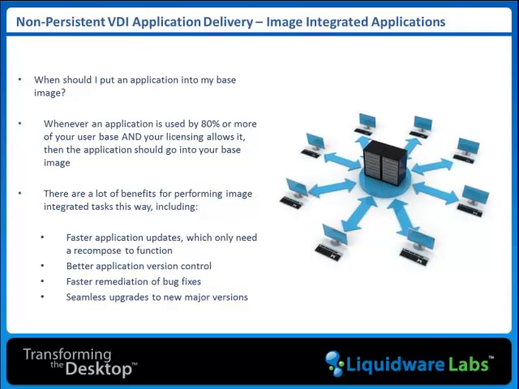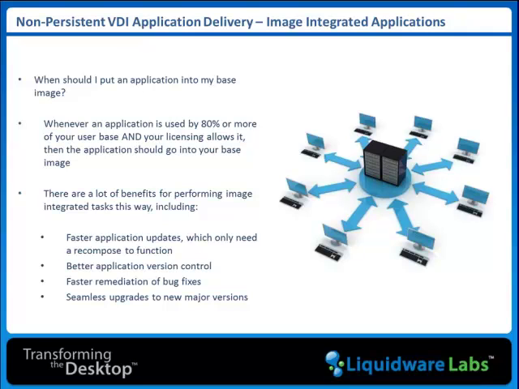And the answer is, whenever an application is used by 80% or more of your user base, and your licensing allows it, then the application should go into the base image. And there are a lot of really nice benefits to this, such as faster application updates, where we only need to recompose the image. So anytime we update the master image, we recompose, all the users get it, and we've just updated possibly thousands of machines with as little as a reboot.